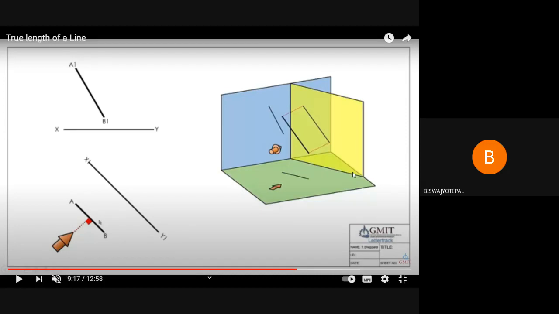Okay. So how to get the true length and alpha? You have to get a plane parallel to the horizontal projection, right? In a plane parallel to the horizontal projection I will get the true length and the angle alpha. Is it okay? Yes, sir.